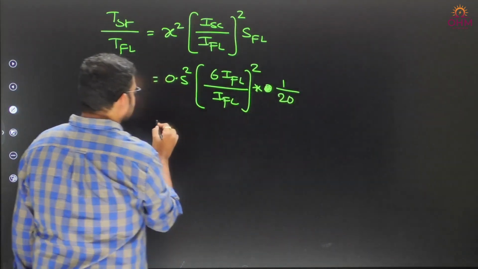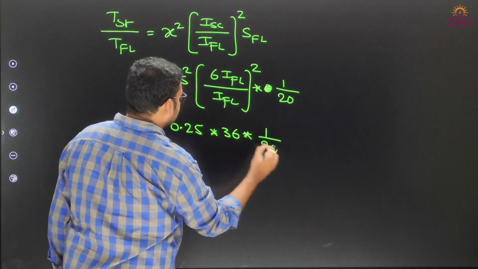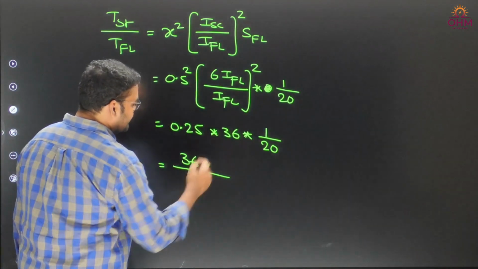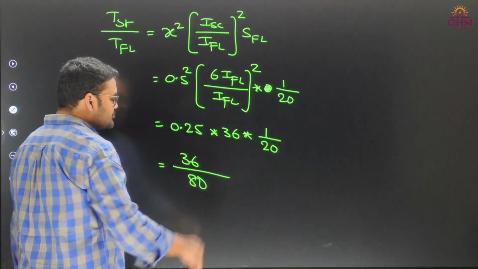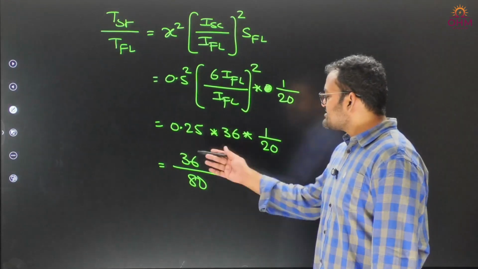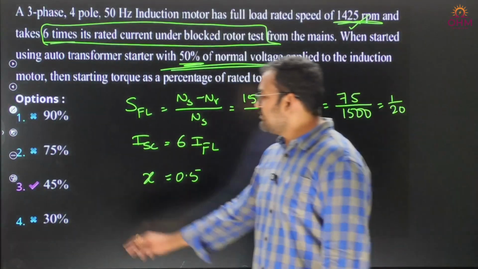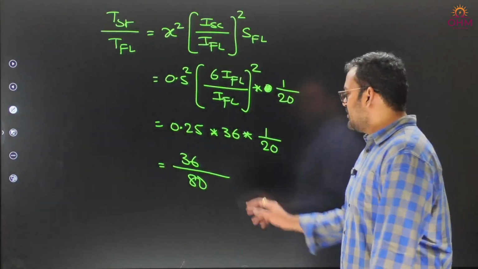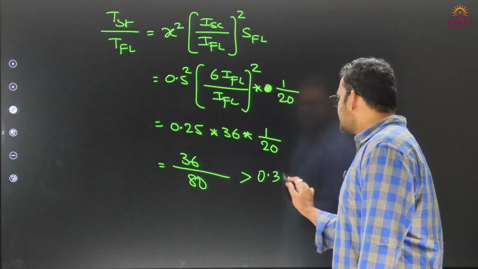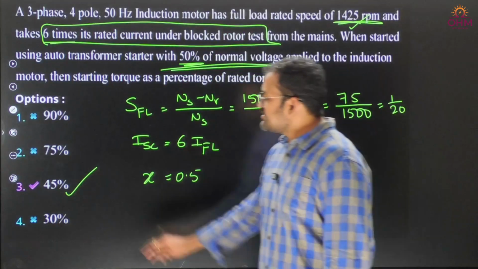1 by 20. So it is 0.25 into 36 into 1 by 20. Can I say 0.25 is 1 by 4? Therefore, it is 36 by 4 into 20, 80. Okay. Now you can choose the nearest answer. 36 by 80. If it is 36 by 100, 0.36. 36 by 80 means more than 0.36. That means more than 36%. Therefore, the nearest answer is more than 36%, 45%.